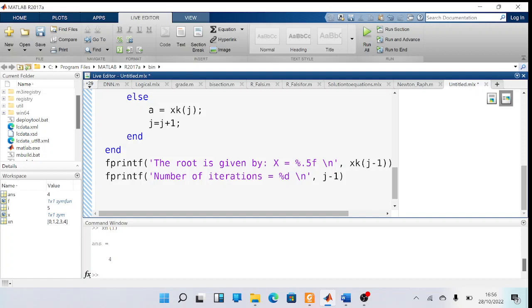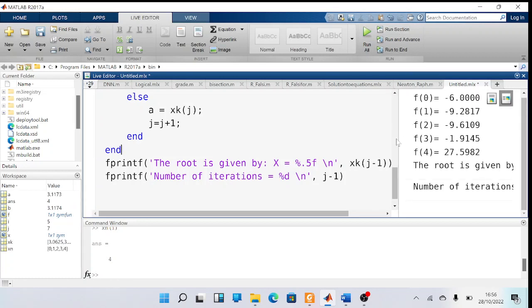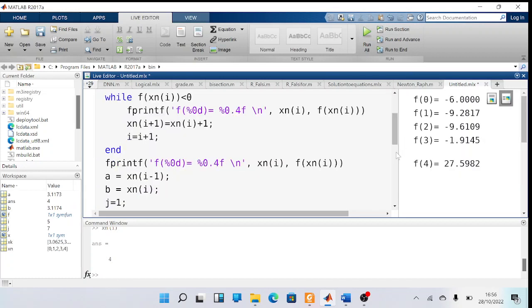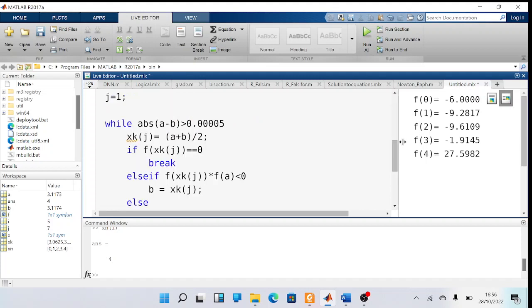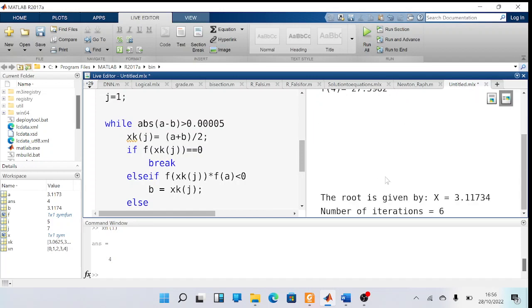I've added another statement here because I want to know how many iterations we performed. So when I run this one, I'll get the root. I'll see that the root is given by 3.11734, and this is after doing 6 iterations.